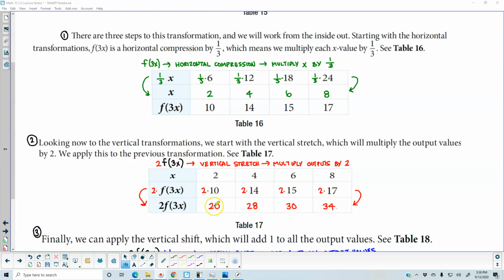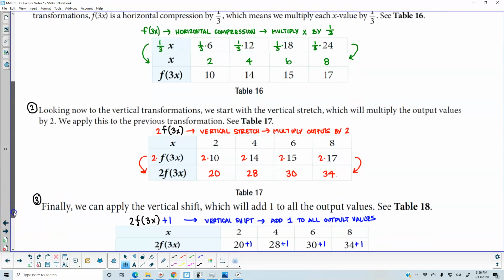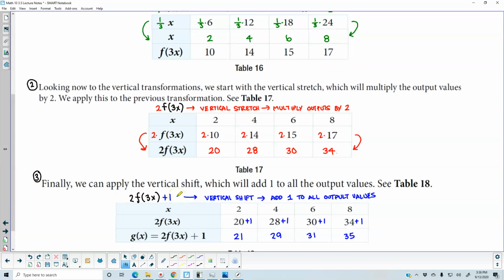So 2 times 10 gives us 20, 2 times 14 gives us 28, 2 times 15 gives us 30, and 2 times 17 gives us 34. So now we have 2, 20, 4, 28, 6, 30, and then 8, 34. Okay, now the third step is that we can apply the vertical shift, which means we add 1 to all the output values. So we're taking the entire function, which is the output, and then adding 1, which is a vertical shift by adding 1 to all the new outputs.